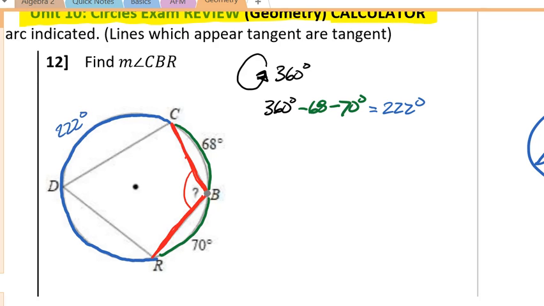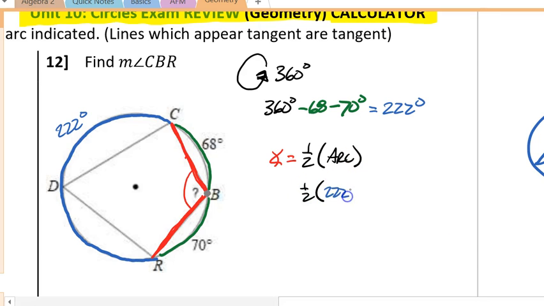And to find my angle measure, it is equal to 1/2 of whatever the arc is. So in this case, it is 1/2 of that 222. So that means my angle CBR is in fact equal to 111 degrees.